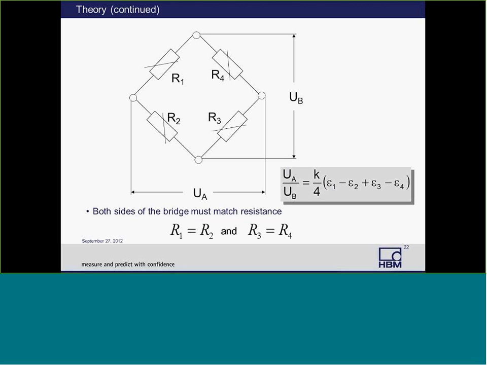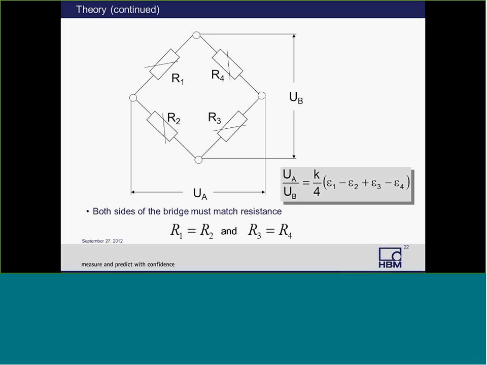Alright, here's a more typical view of the Wheatstone Bridge. And in this case, all 4 values of the resistance can change. Our UB is our excitation voltage for our strain gauge, and our UA is the output result. In order to make a proper measurement, both sides of the bridge must have equal resistances. So R1 and R2 must be the same, R3 and R4 must be the same.